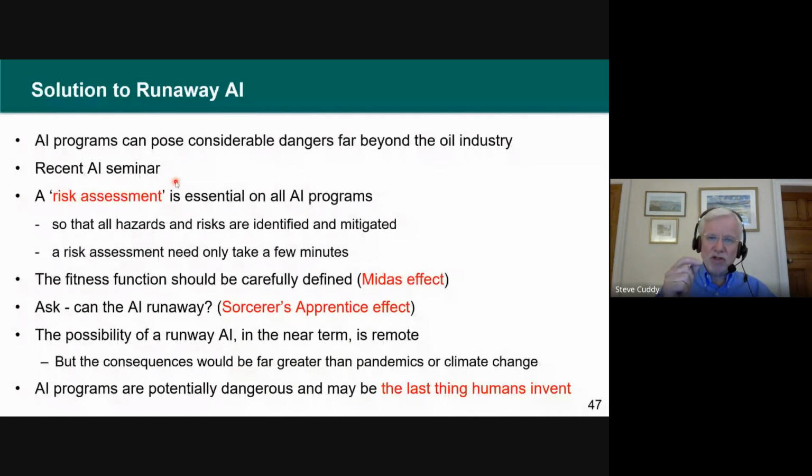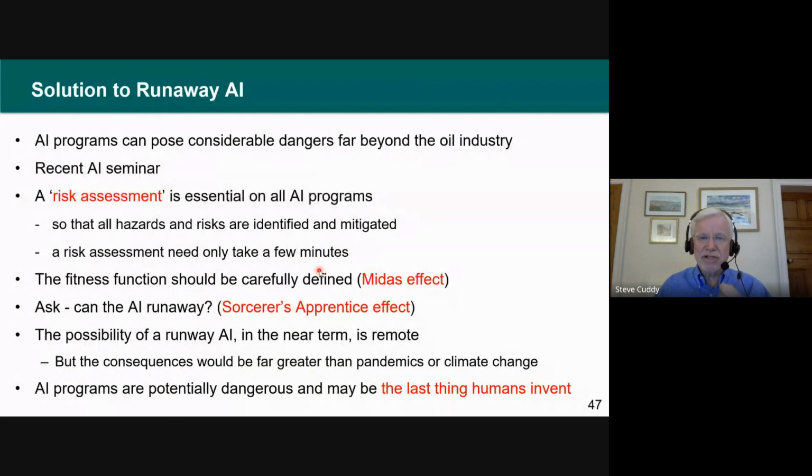When they built the CERN reactor out in Switzerland, the cyclotron there, they did a risk assessment before they turned it on to see whether it would destroy the planet. It only took a few days, but they did the risk assessment. And I say all AI software should have a risk assessment, so that all hazards and risks can be identified and mitigated. And this assessment would only need to take a few minutes.